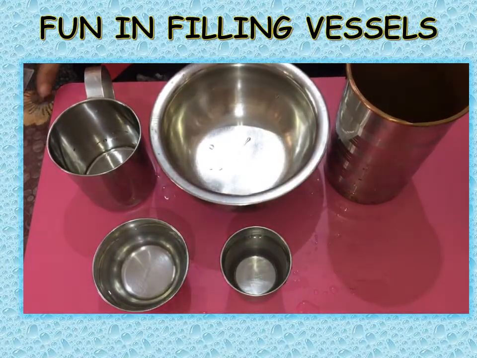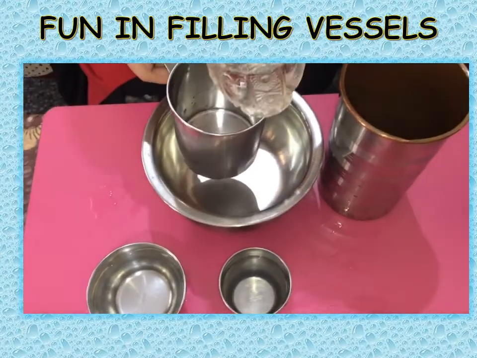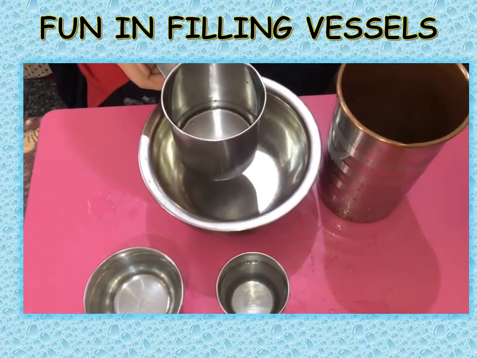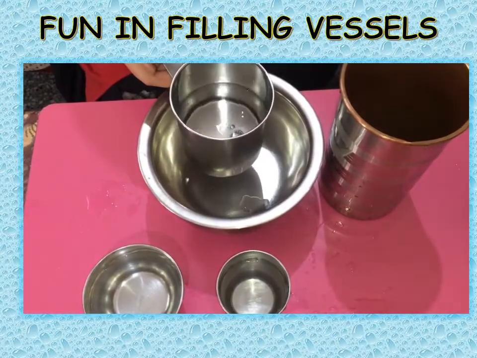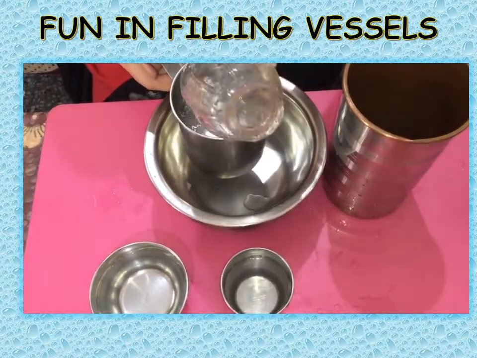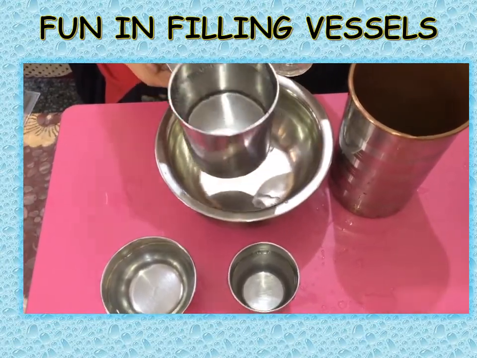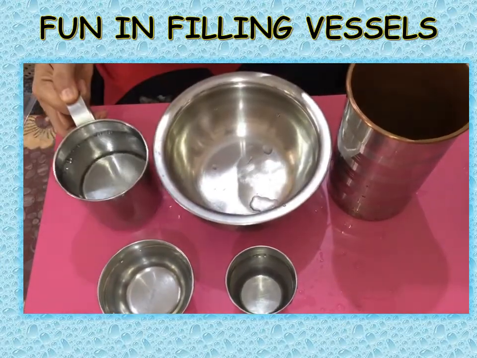Now let's fill the mug with the help of the same cup. One, count with me, two, three. So children, you can see the mug is filled with 3 cups. So the capacity of the mug is 3 cups.